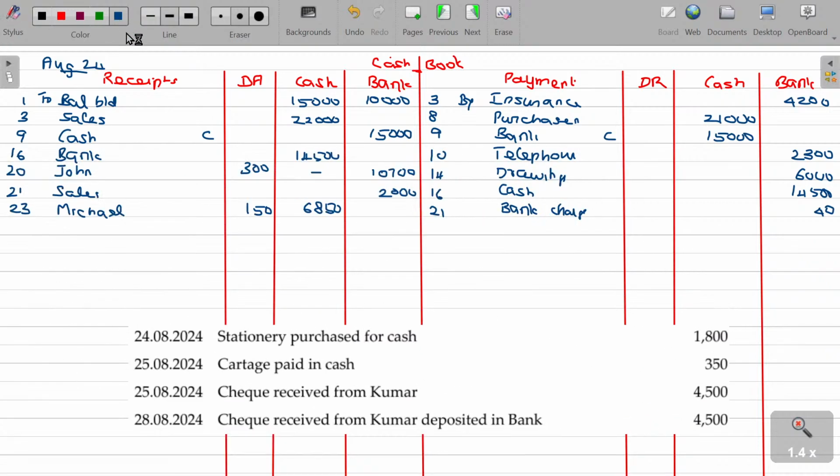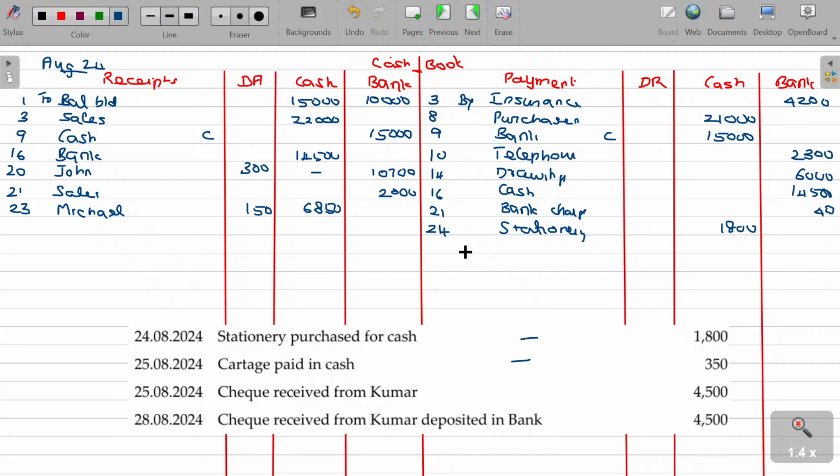Come on, tell me. What about this one? 24th April, it's August. Stationery purchase. Then there is a payment. 24th. For what? Stationery. That too in cash, so it will be posted in the cash column, 1800.